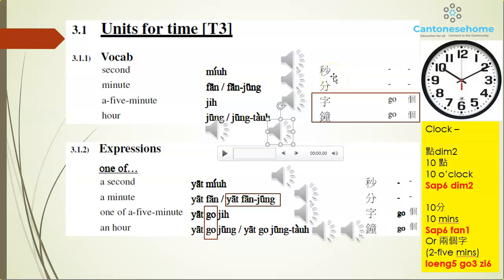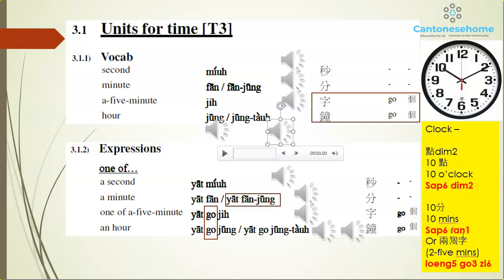秒 itself is already the measure word. So 分 is a measure word itself as well. So for example, 1 second is 1秒 here. So 1分 is 1 minute or 1分鐘. 一個字, 一個鐘. These two, you need to add 個 as the measure word.